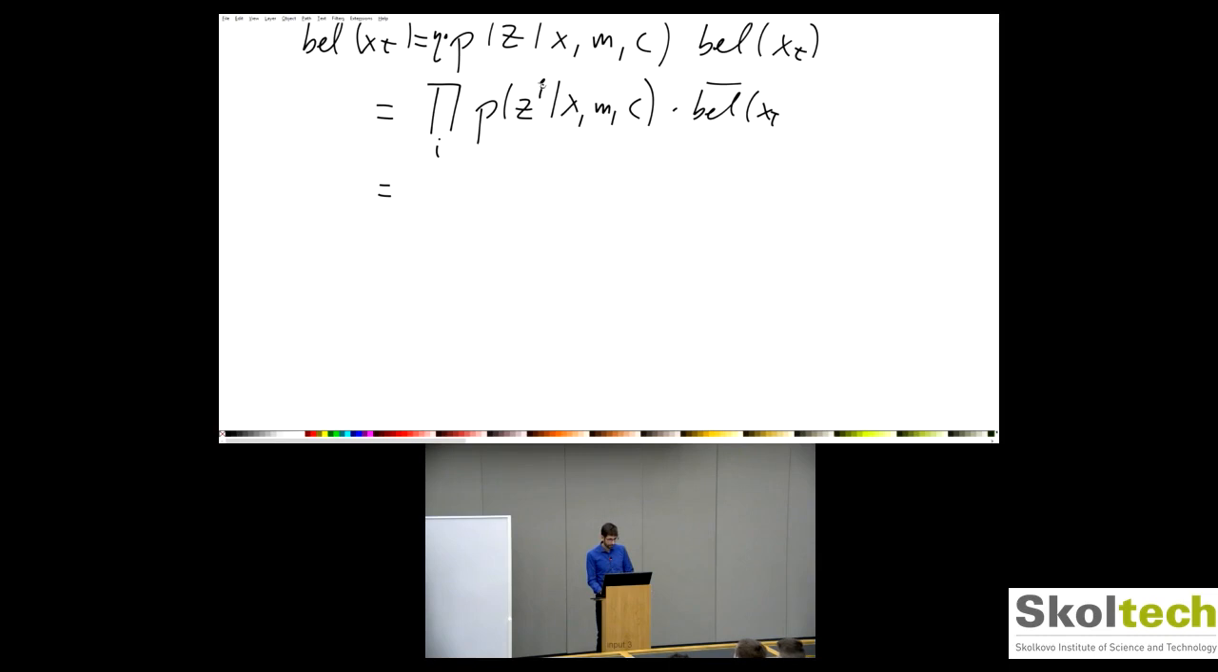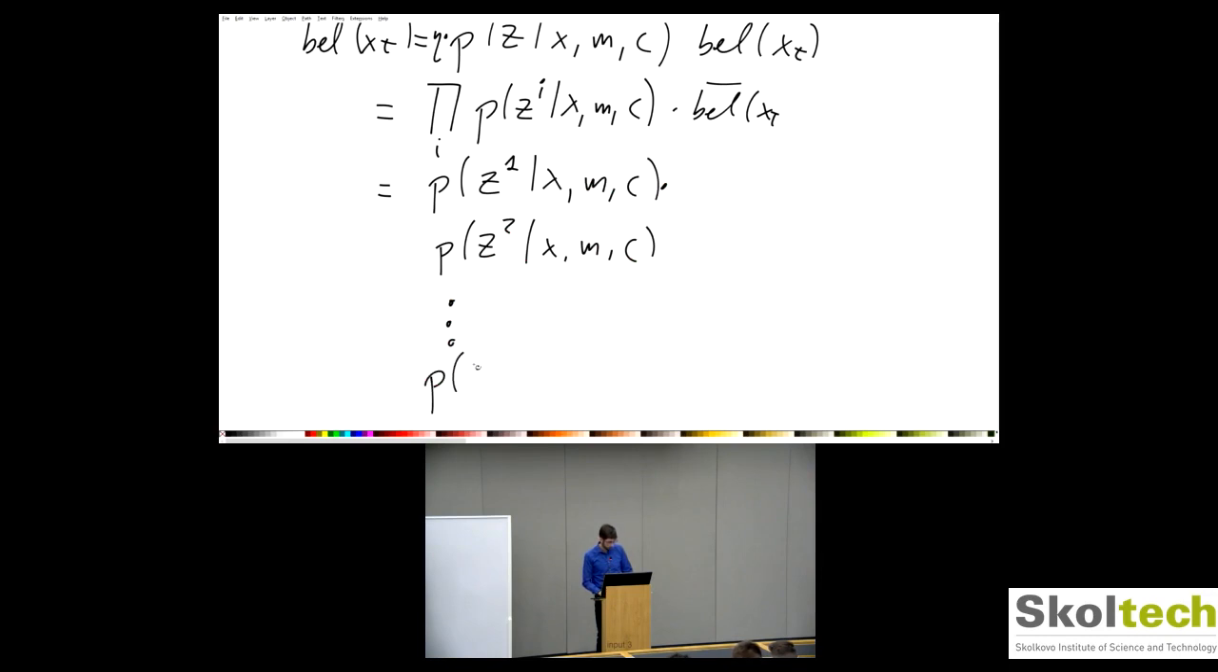Let's say that for some indexes, by induction, I'm just going to show that, yes, you have here your first observation, right? Then we have a product with respect to the second observation. And this simply goes on until we get to the ith observation, right? So this is the same products here, but putting all indexes, all terms. And then finally, what we have here is the belief of XT.